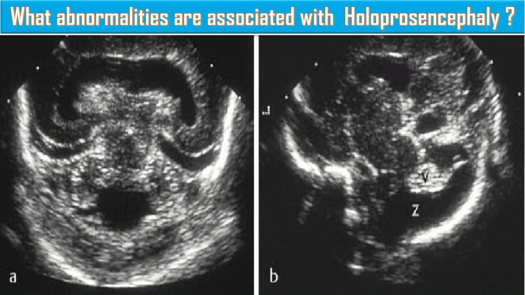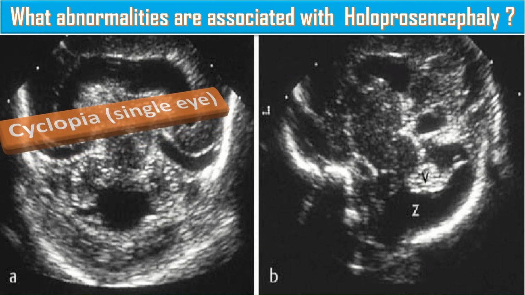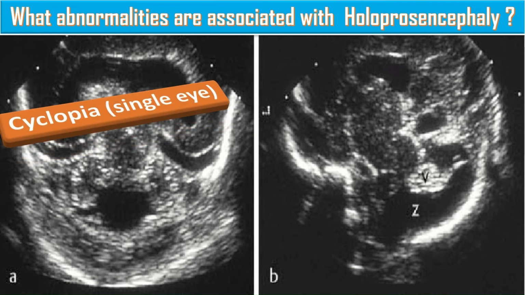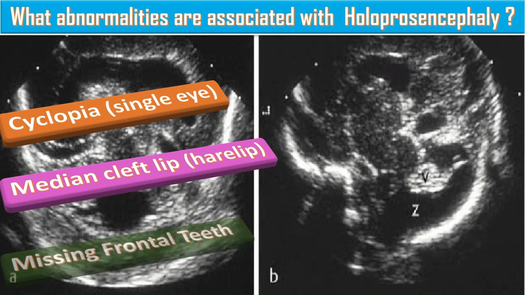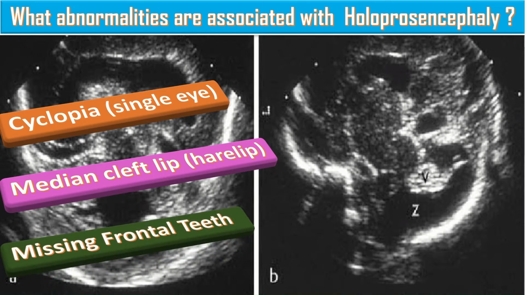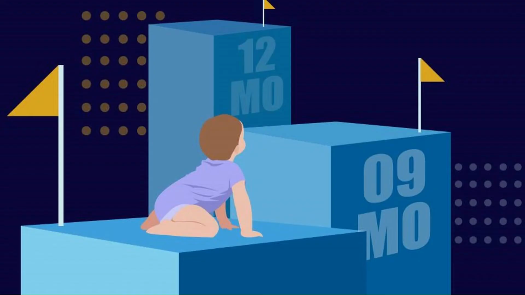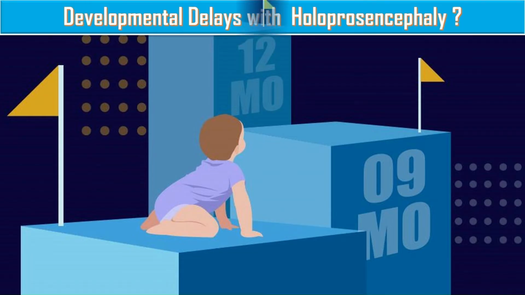These abnormalities include cyclopia, in which there is a single eye, median cleft lip, that is hare lip, and palate, and missing front teeth. Those affected may suffer from developmental delays, seizures, a small head, multiple hormone deficiencies and feeding difficulties. These can be managed by appropriate experts with much support.